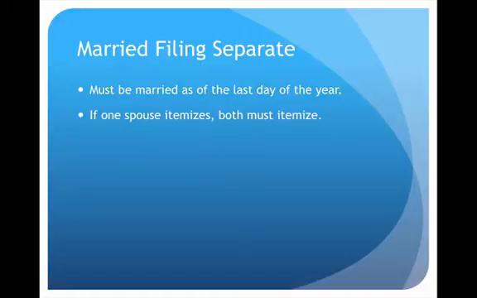So if you file separately, either both of you take the standard deduction, or if you itemize, you both have to itemize, which means you would have to take all those items that qualify as an itemized deduction and split them up between the two spouses. And of course, we haven't talked about the items that would be qualifying as itemized deductions, but we'll do that later on in a future video.